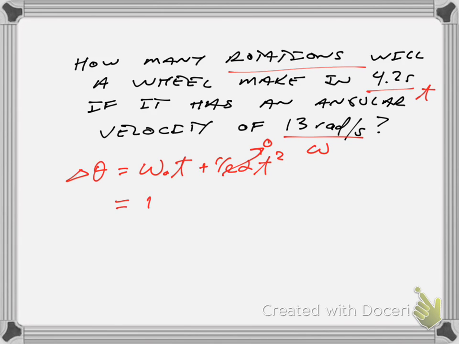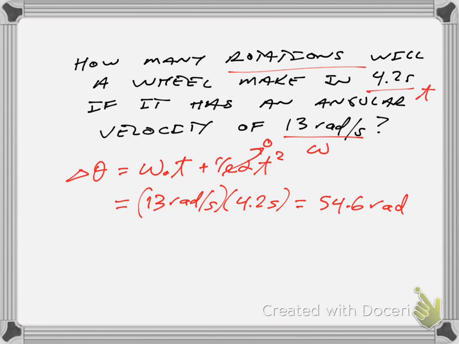And so I can use that first kinematics equation, that angular displacement equals the initial angular velocity times time plus 1/2 the angular acceleration times time squared. Well, it's not speeding up or slowing down, and so the angular acceleration is 0, reducing it to 13 radians per second, which is the initial angular velocity, times the time of 4.2 seconds, gives me 54.6 radians. And that's a perfectly good answer to what's the angular displacement of this wheel.